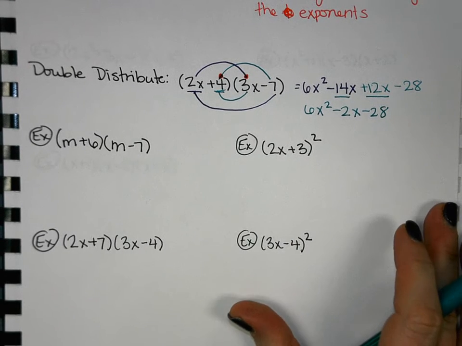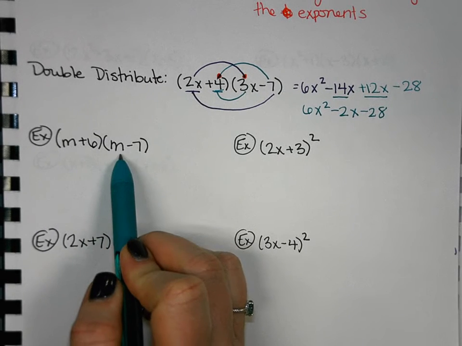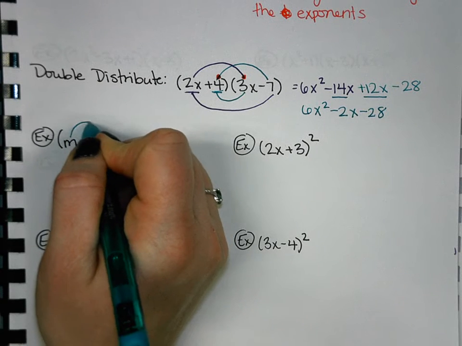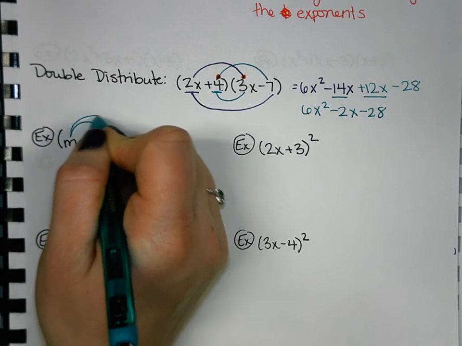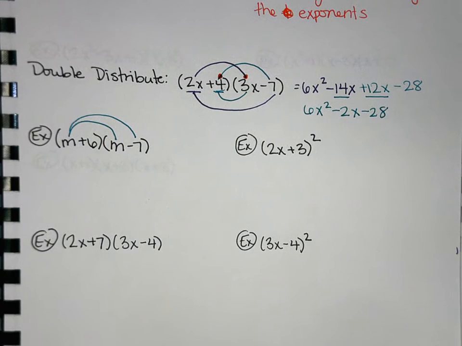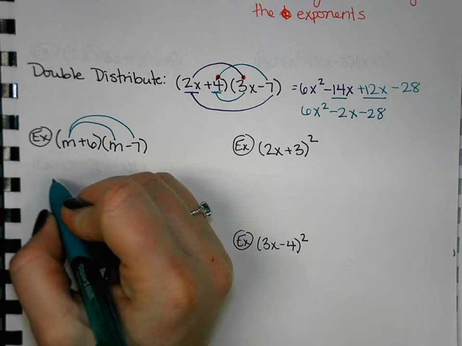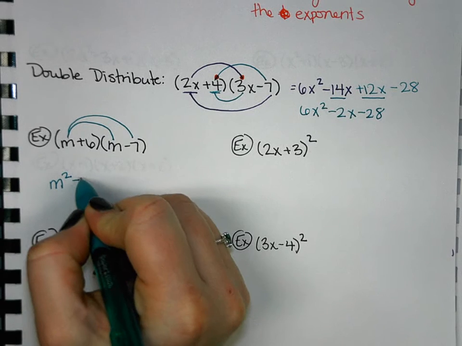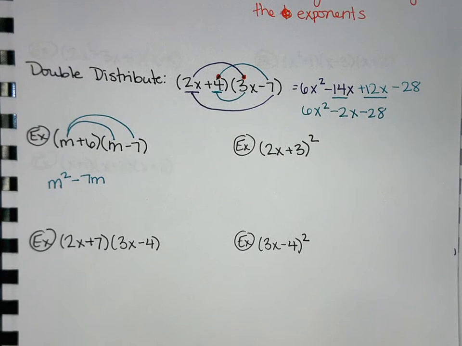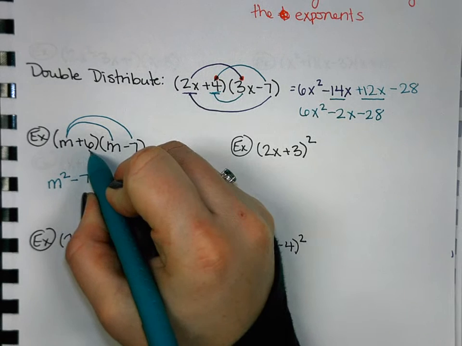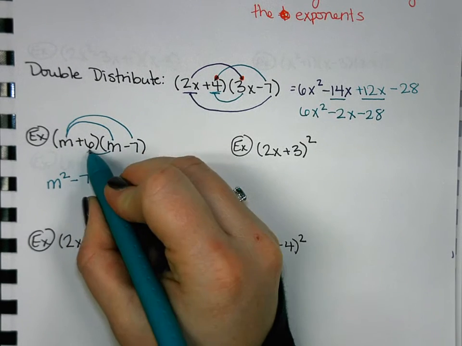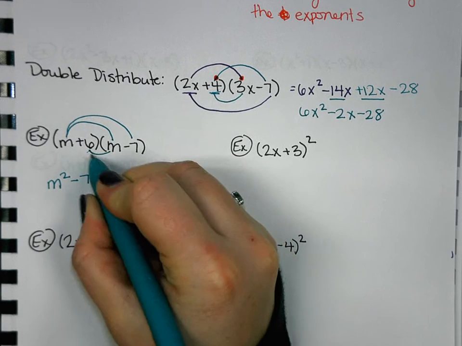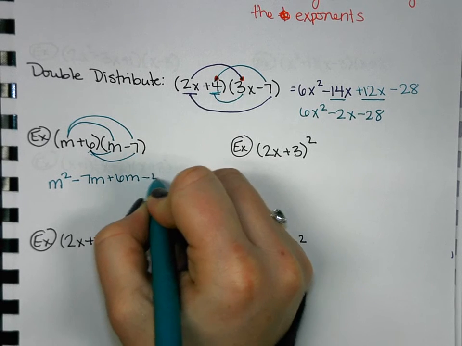So our first one here, m plus 6 times m minus 7. You take your first term and you multiply it to both. So m times m will give us m squared. m times negative 7, negative 7m. Then we go to our second term, 6, and we multiply it to both terms. 6m, and then 6 times negative 7 is negative 42.